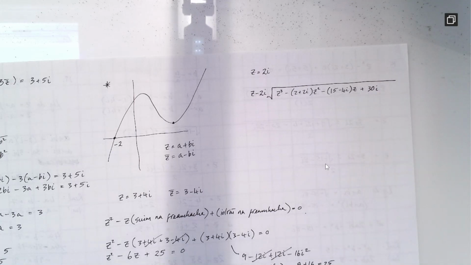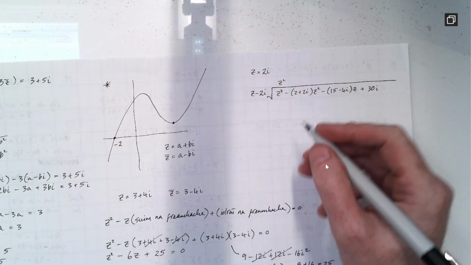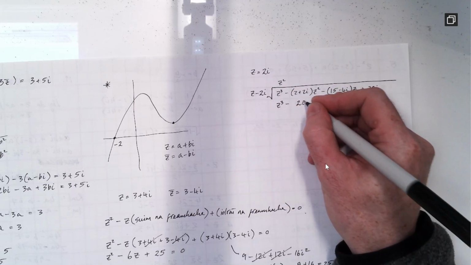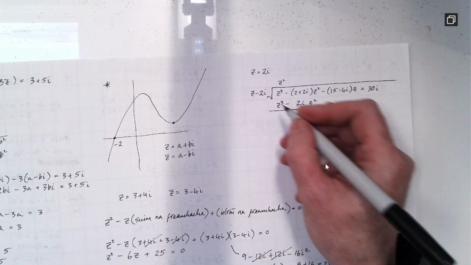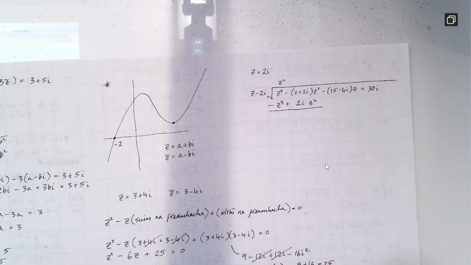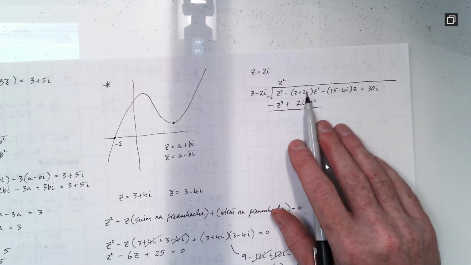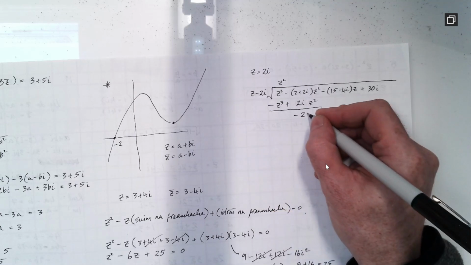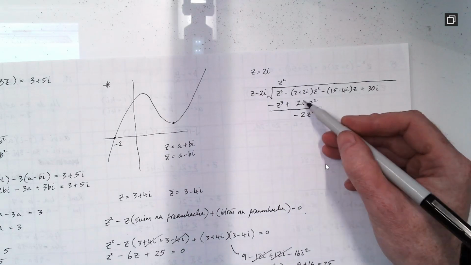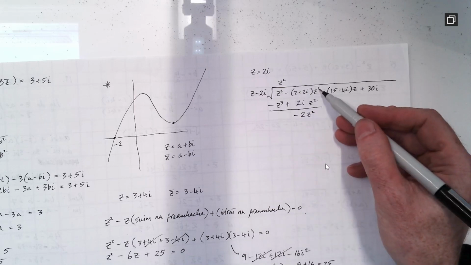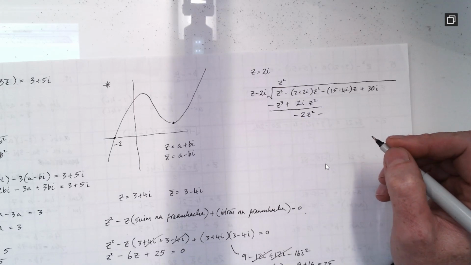So z squared times z is z cubed, and z squared times minus 2i is minus 2i z squared. Let's combine the z squared terms: minus 2 z squared plus 2i z squared minus 2i z squared, so the 2i terms cancel and we are left with minus 2 z squared.